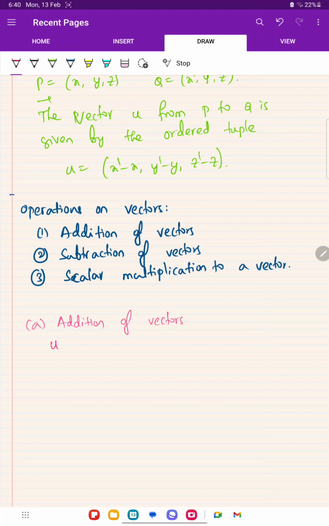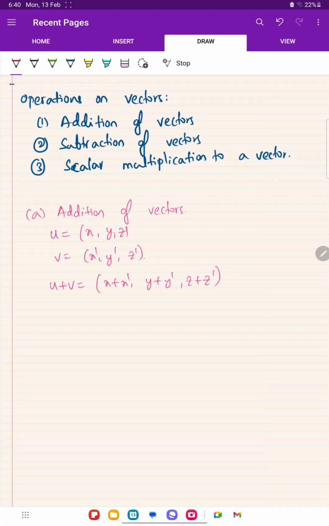Suppose we have two vectors, u equal to (x, y, z) and v equal to (x', y', z'). Then the sum of these two is given by (x plus x', y plus y', z plus z'). This can be viewed geometrically: suppose this is vector u and this is vector v, then the sum is given by the parallelogram law of addition. So this gives the vector u plus v. This is how we add two vectors.